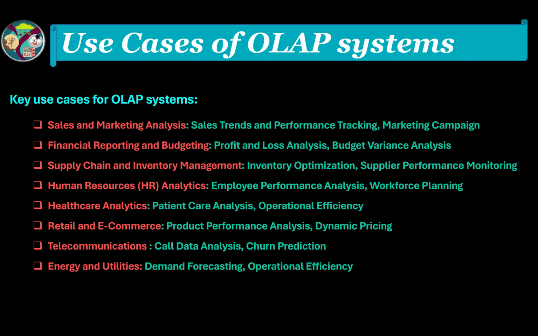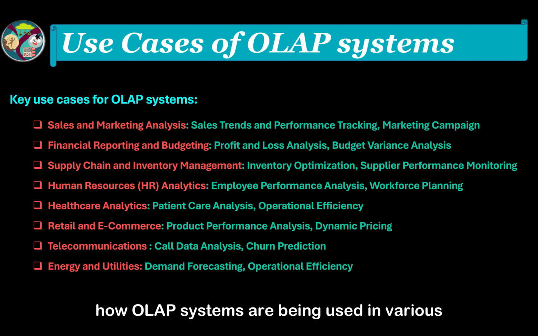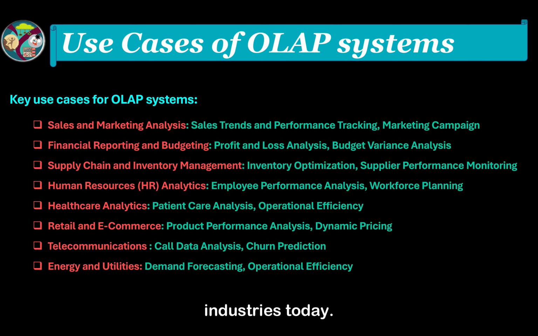Energy and utilities. Energy providers use OLAP to predict energy consumption trends and ensure a stable supply. For example, an energy company might analyze historical electricity usage during the summer months to prepare for peak demand, thereby avoiding power outages and building customer trust. Right. So here are just a few examples of how OLAP systems are being used in various industries today.